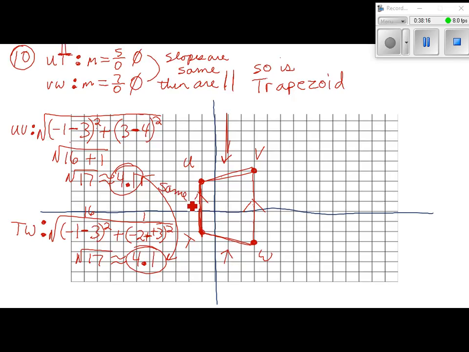And since they're the same, we know it is an isosceles trapezoid. And our reason there would be because the two legs are the same length, or are congruent.